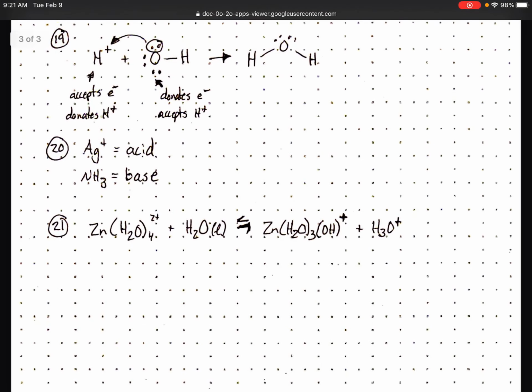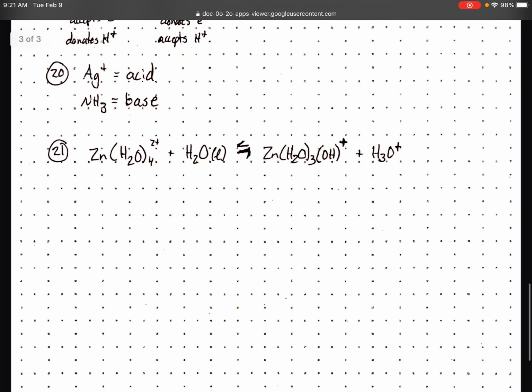On number 20, ammonia is going to be the electron donor, so therefore that's going to be the Lewis base, and then that makes silver the Lewis acid. 21, you don't need to know this for the test, I just wanted you to be familiar with it. That's one of those complexes. Zinc in some situations could act as a small highly charged metal, so I just wrote out that equation for you, but don't worry about that too much.